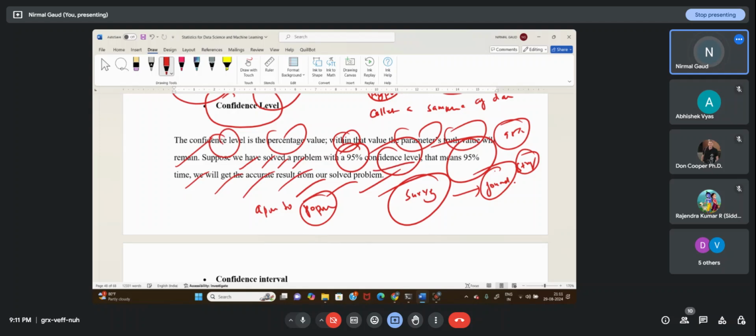That is what is called a confidence level. So I did a survey on a small sample of the data. I worked on a small sample, but I am 95% confident that if I do the same survey through the entire population, the result will be the same. The answer will be the same. That is confidence. And 5%, there is a chance that you may fail. That is called a significance level.